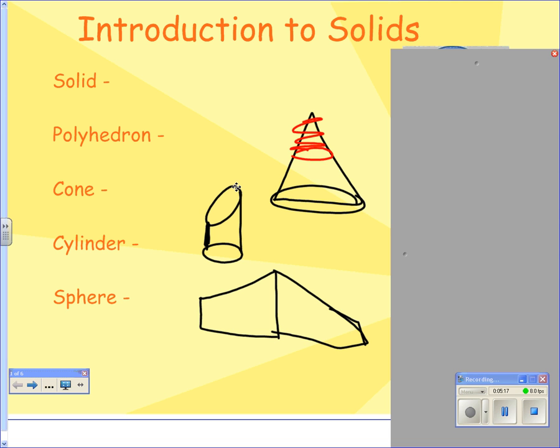All right, looking at a sphere. Y'all know what a sphere is? It is a set of points in space that are a fixed distance from a given point called the center of the sphere.